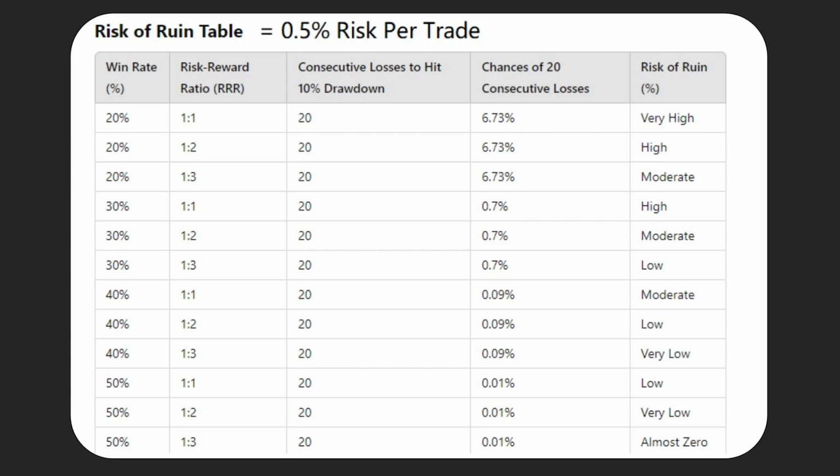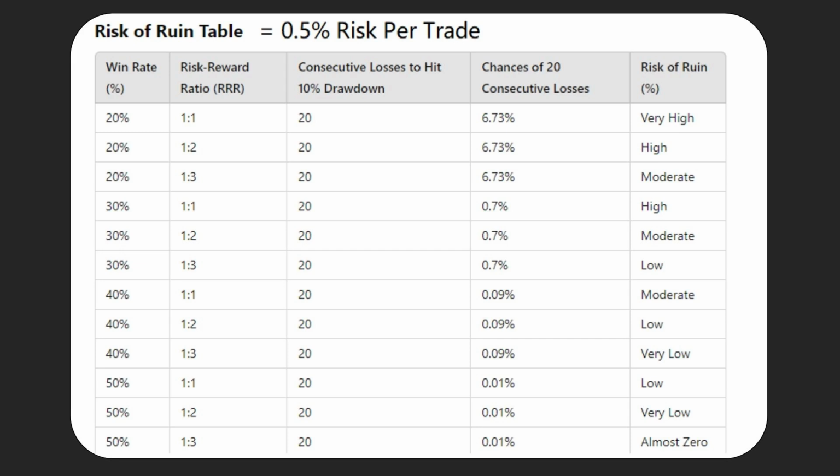Similarly, if you have a win rate of 30% with a 1 to 1 risk to reward ratio and the same risk parameters, then your risk of ruin is again high, meaning it's higher than 85%, right? Which again, as you can see, is extremely risky, and you will never be profitable with such a system. If you have a win rate of 30% but with a 1 to 2 risk reward ratio and the same risk parameters, then your risk of ruin is moderate, right?